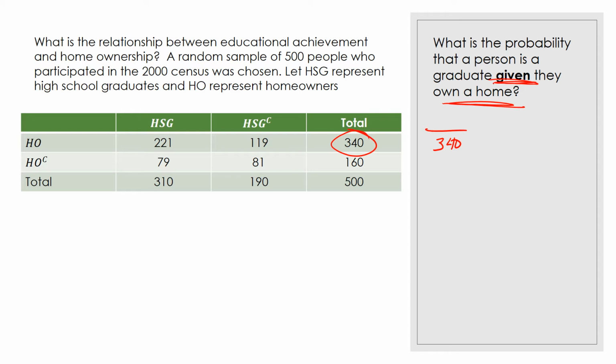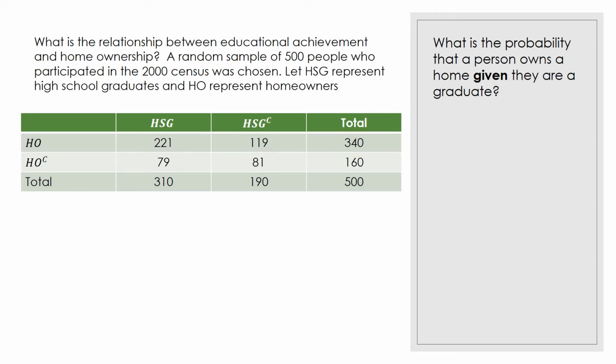Now, of those homeowners, we want to know how many of them were graduates. Well, of those homeowners, it's not the 119, it's the 221. So it's the same numerator that we had before. We're looking at that same intersection cell. That just happened by chance. But what we're looking at now is a new denominator. And this is going to be the probability that somebody is a high school graduate given that they own a home. So the notation we're going to use is that vertical bar to indicate the given.